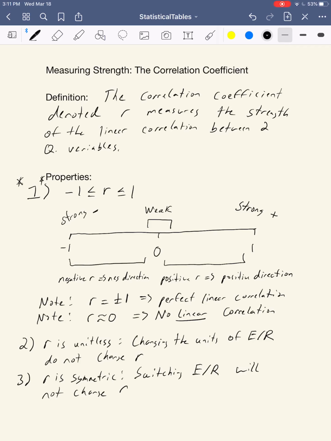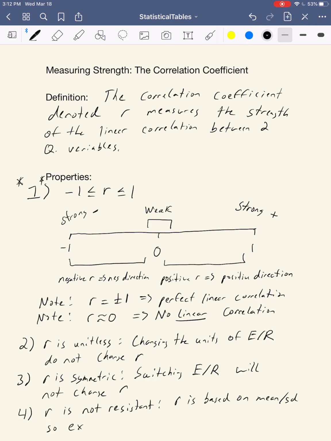But mathematically, if you accidentally switch the explanatory and response, the R value will remain the same. And that's just called R being symmetric. Finally, R is a measure, so we should briefly mention resistance. R is not resistant. If you remember, we introduced resistance way, way back when we first talked about mean and median. All this basically is saying is that R is based on mean and standard deviation.